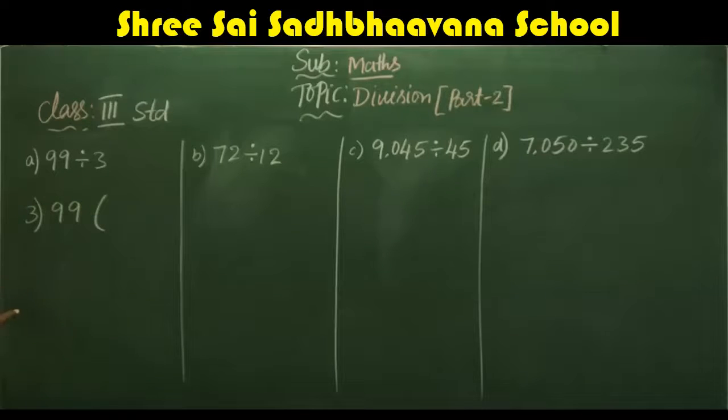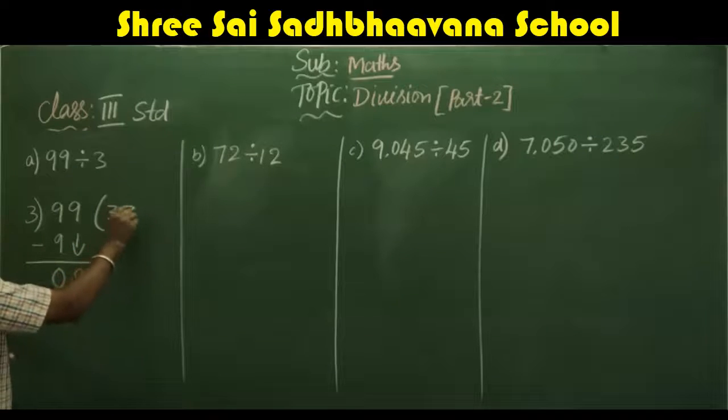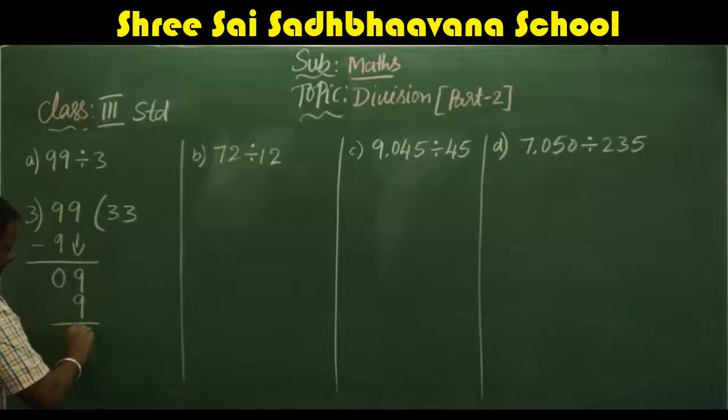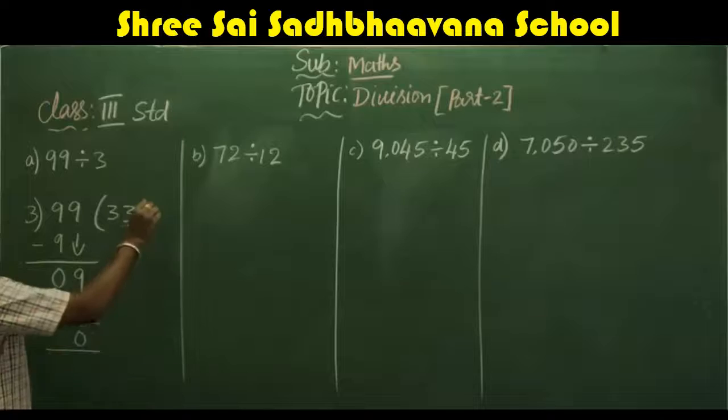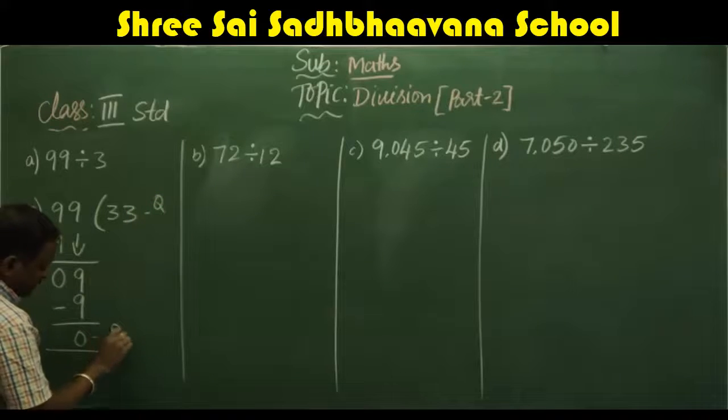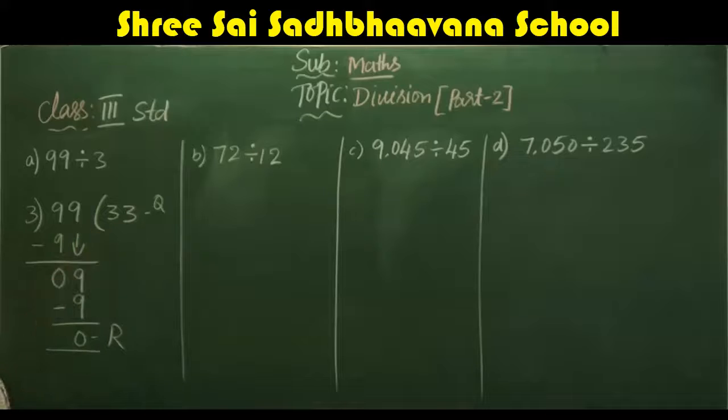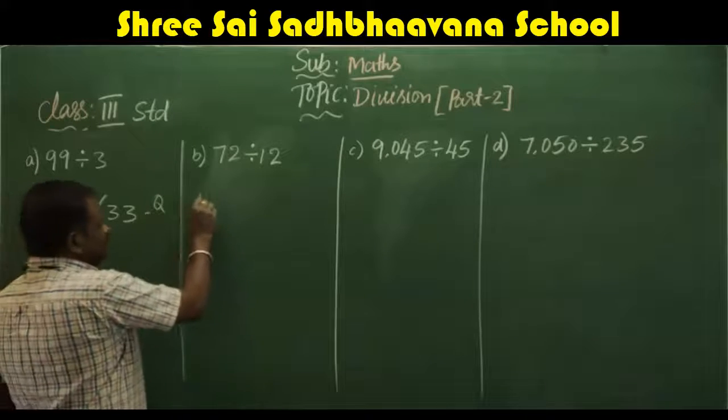99 divided by 3. You know very well, 3 ones are 3, 3 threes are 9. So subtract 9 minus 9, 0. Now you take down 9. 3 threes are 9. So you will get 0. 9 minus 9, 0. So that is the answer. Here this is the quotient. This is the remainder. What is the quotient here? 33. Remainder is 0. Quotient is 33. Next we will move to the next problem.